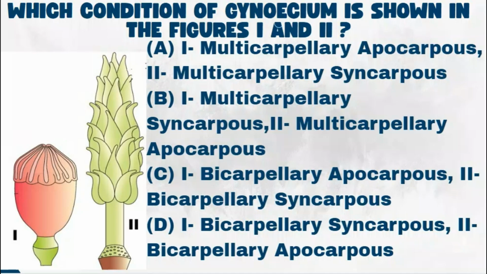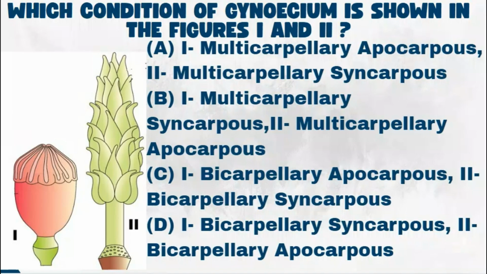Which condition of gynoecium is shown in figures 1 and 2? Option A: Figure 1 is multicarpellary apocarpous, Figure 2 is multicarpellary syncarpous. Option B says Figure 1 is multicarpellary syncarpous, Figure 2 is multicarpellary apocarpous.